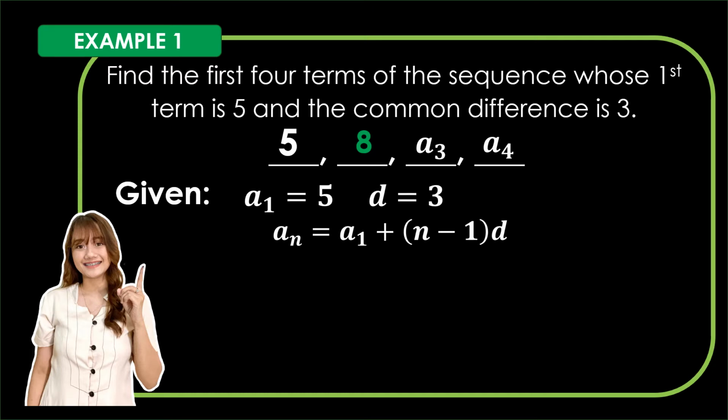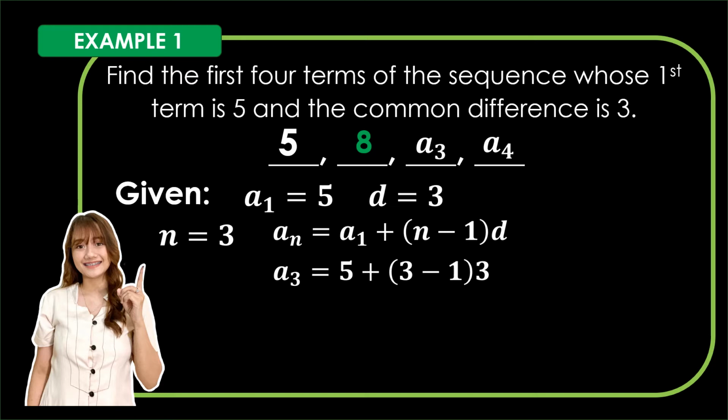Now, let us proceed with our third term. Since our third term is a sub 3, we can write our term's location as n is equal to 3. Substitute the given values to our formula. We have a sub n is equal to a sub 1 plus the quantity n minus 1 times d becomes a sub 3 is equal to 5 plus the quantity 3 minus 1 times 3.